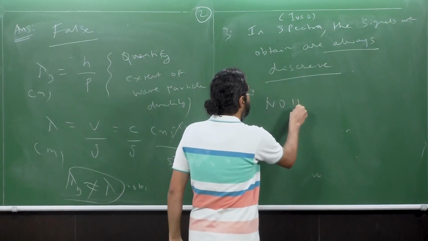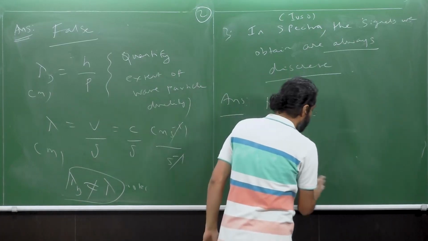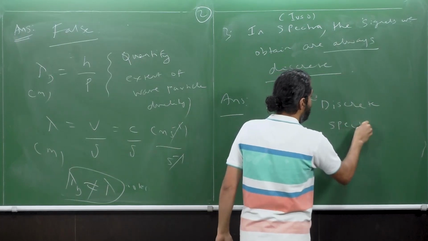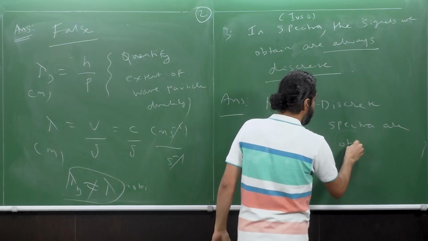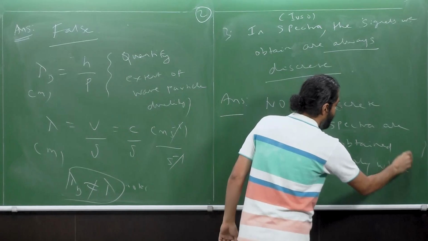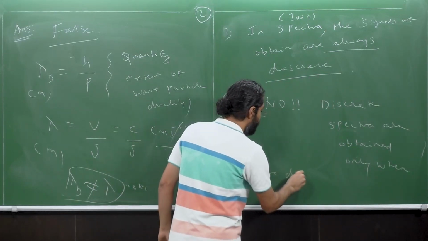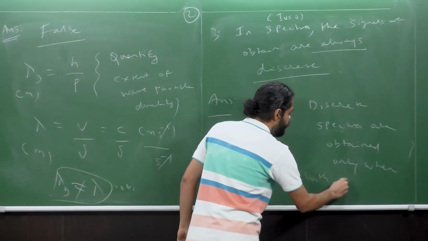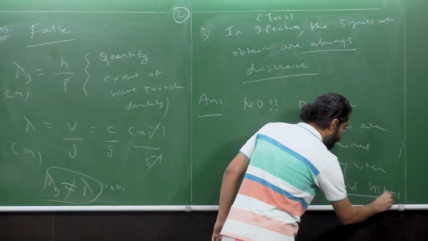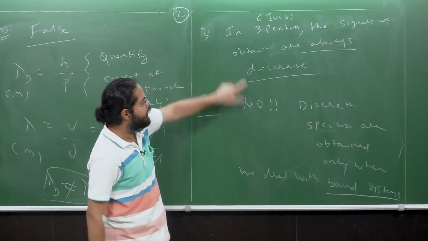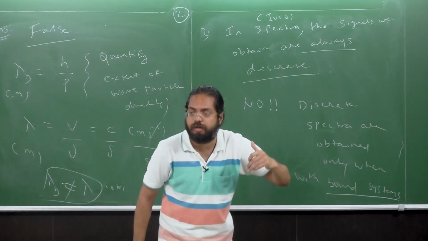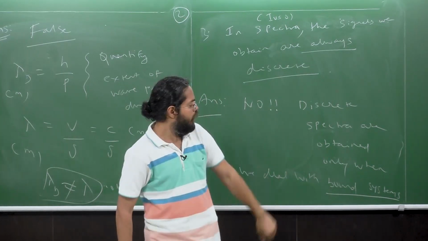Because discrete spectra, note this point, are obtained only when we deal with bound systems. Recall, I've always been telling you that discretization in the spectral signals obtained is possible only when we deal with bound systems.